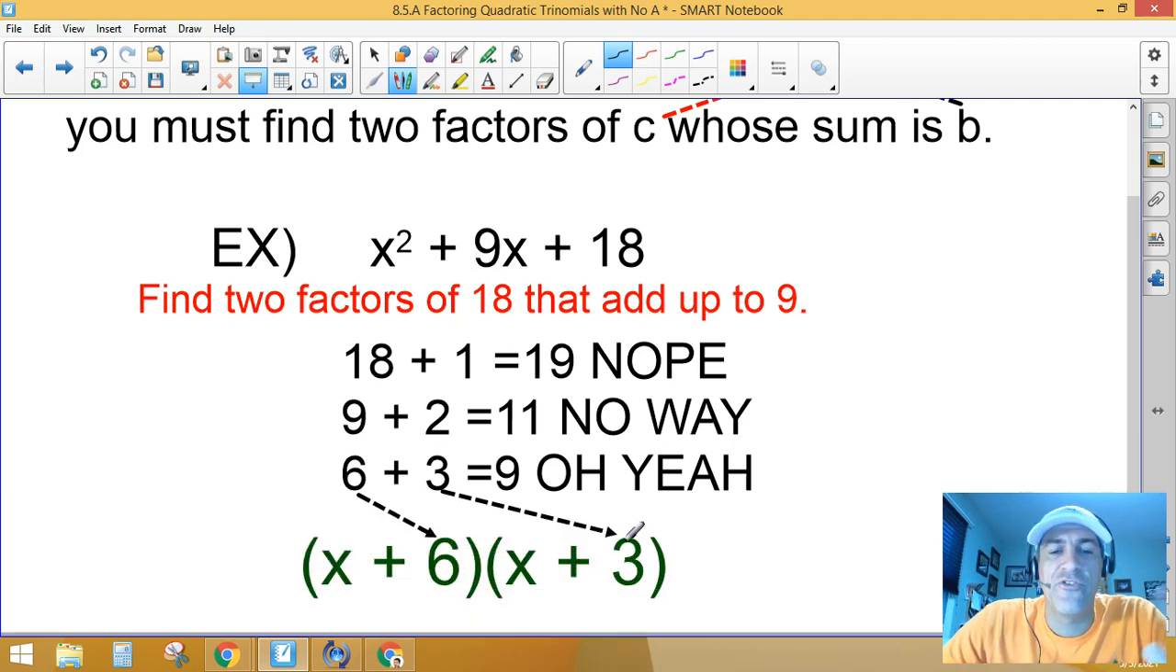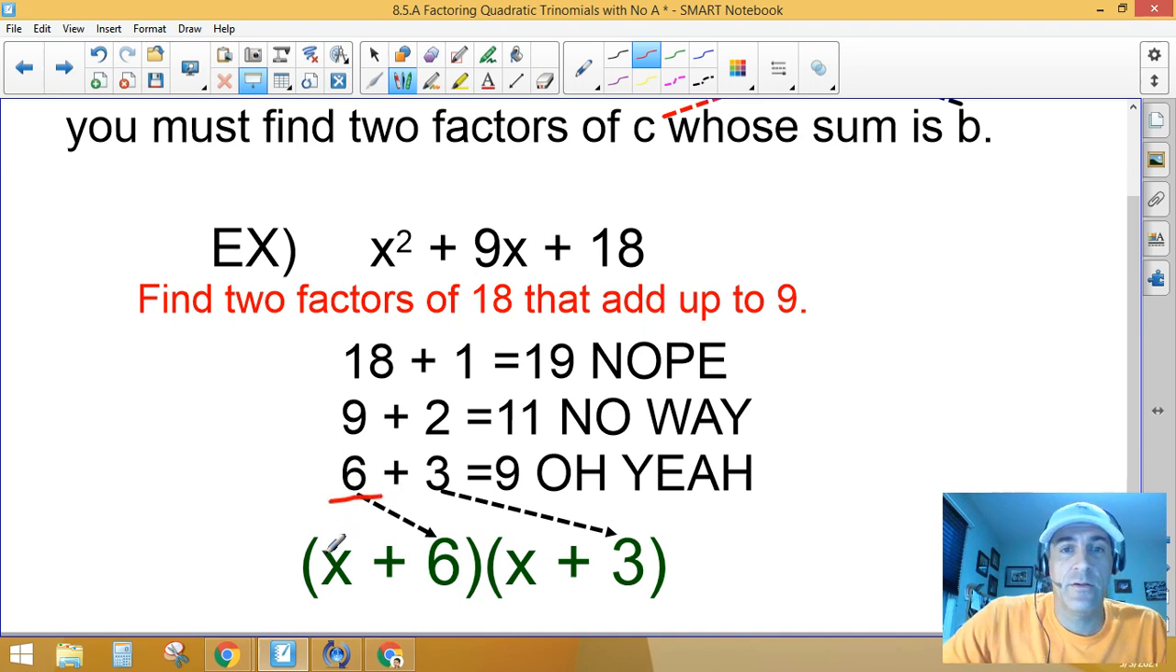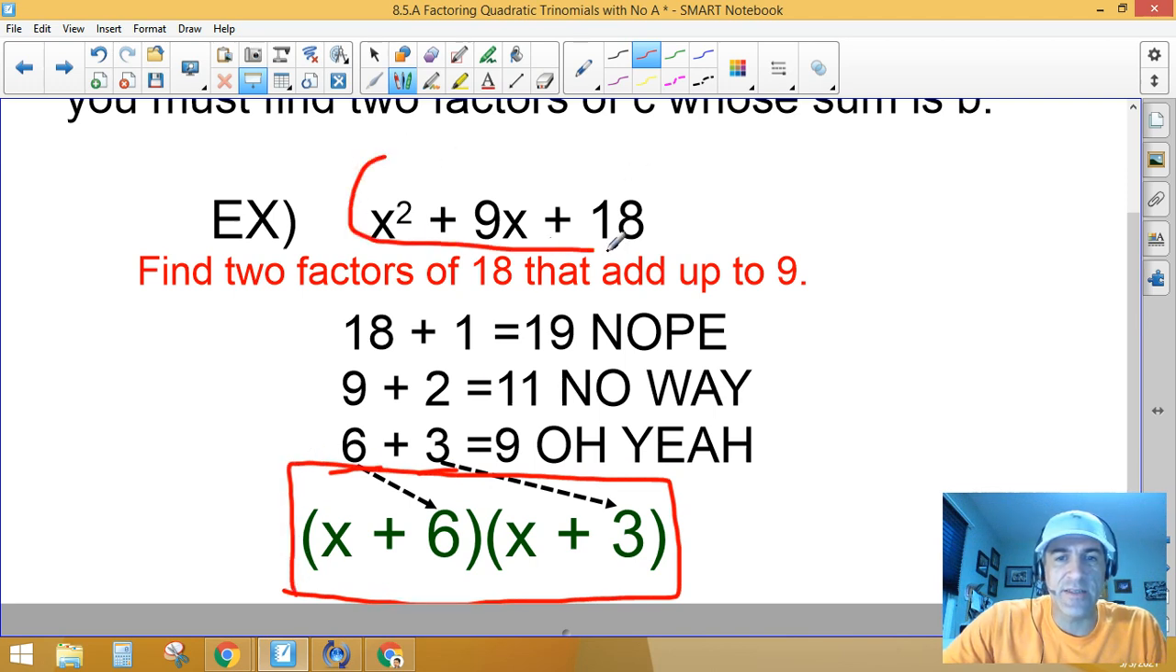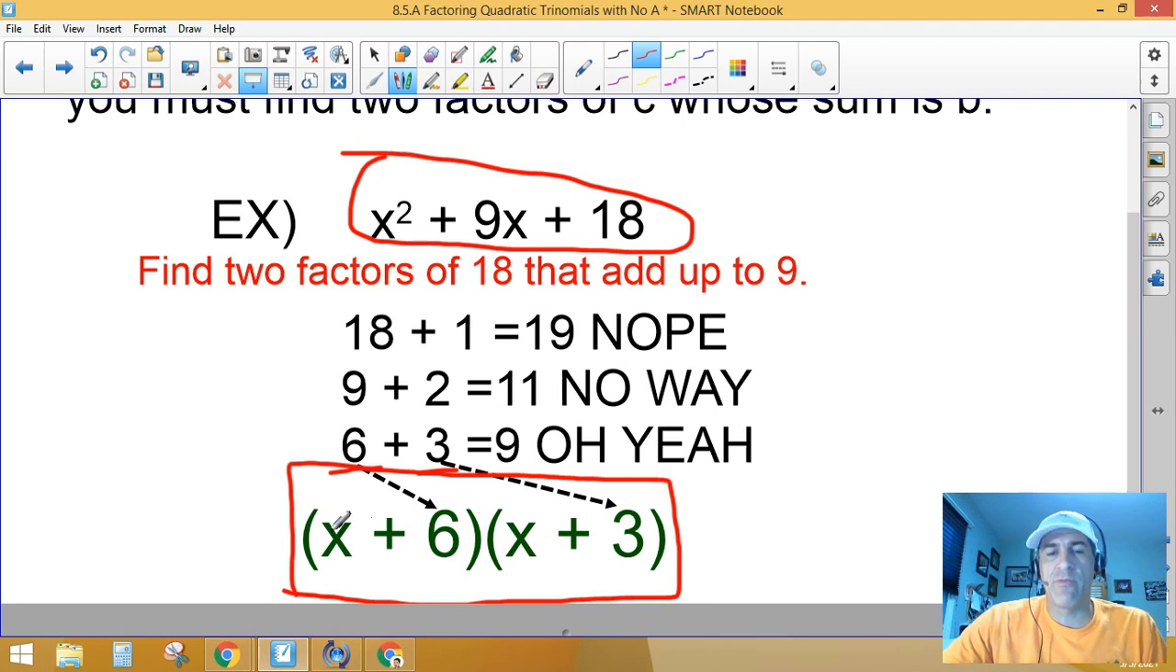Oh, yeah. So now what I do with that is I make one of the binomials x plus one of the factors, 6, and the other binomial x plus the other factor, 3. And this is the factored form of this. Meaning, if I were to start by multiplying these two together, x plus 6 and x plus 3, make an area model and multiply, I would end up with this. But we are working backwards.